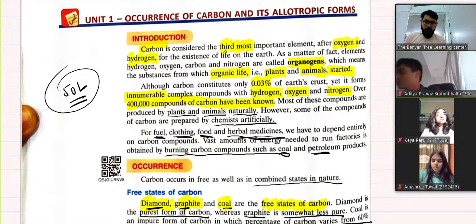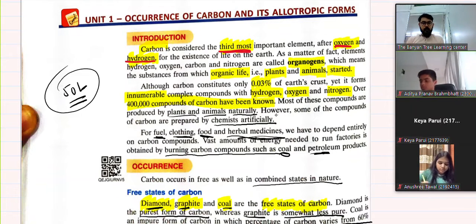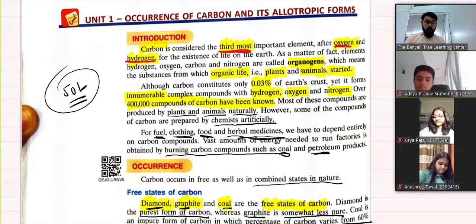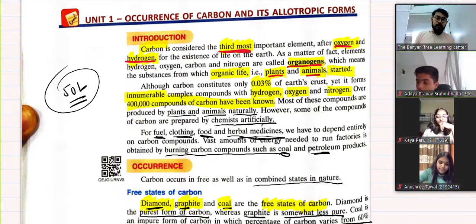Carbon is considered the third most important element after oxygen and hydrogen for the existence of life on Earth, because every other compound is made up of carbon. As a matter of fact, the elements hydrogen, oxygen, carbon and nitrogen are called organogens, which means the substance from which organic life, that is plants and animals, started. So this is the basic building block of our life.